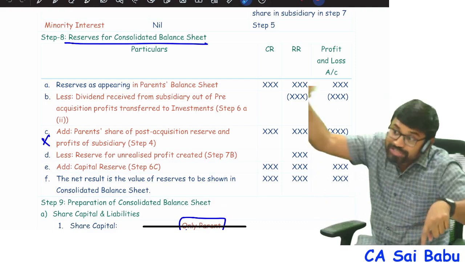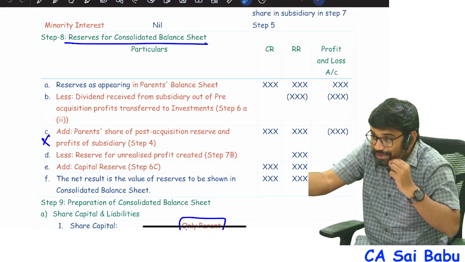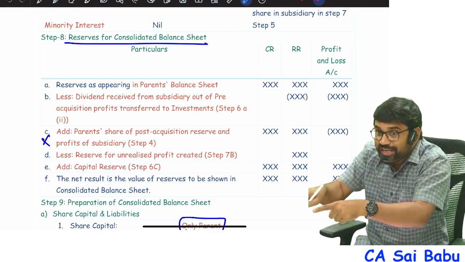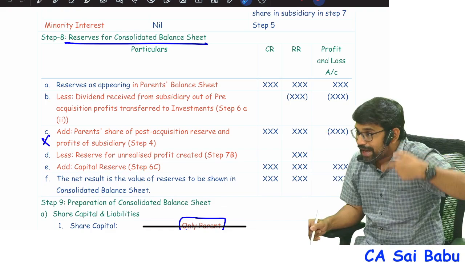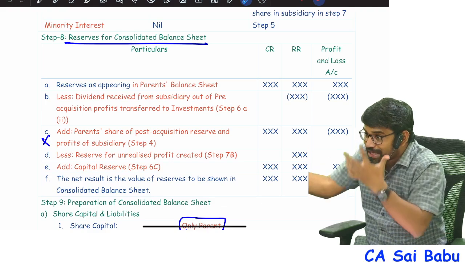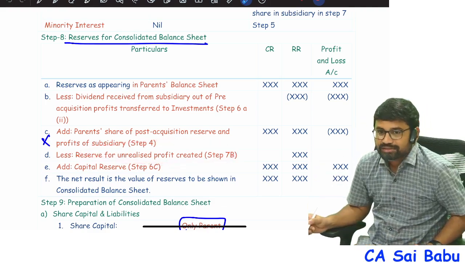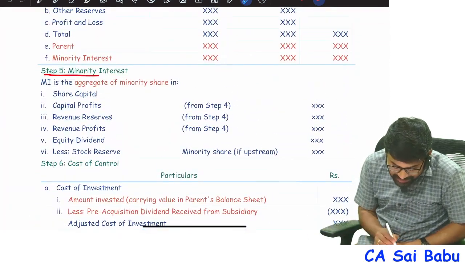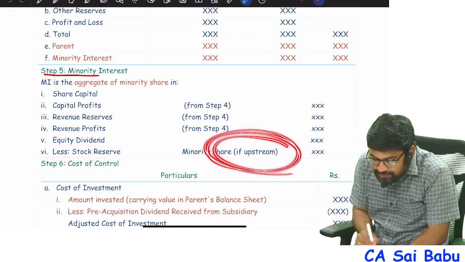Suppose the subsidiary sold goods to the parent. In the subsidiary, I am holding only 80%. The remaining 20% is minority interest. Therefore, this profit is included in the parent as well as minority interest. Therefore, I need to remove it from the parent company and minority interest with respect to shares. So that's why, see here, reserve for unrealized profit I will deduct. And also you see minority interest. Step number 5, you see less stock reserve, minority share. If upstream, see this, upstream.